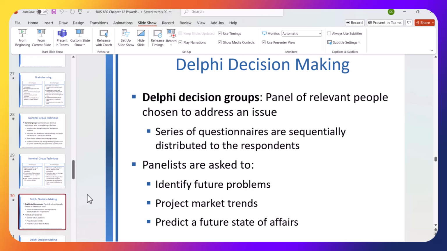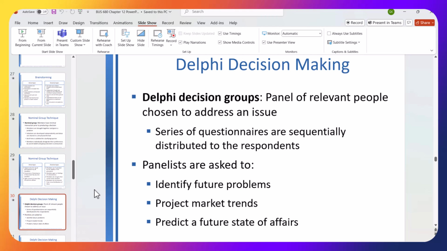Delphi decision making. Panel of relevant people chosen to address an issue. Series of questionnaires are sequentially distributed to respondents. Panels are asked to identify future problems, project market trends, predict future state of affairs.